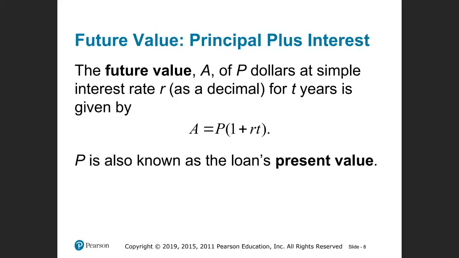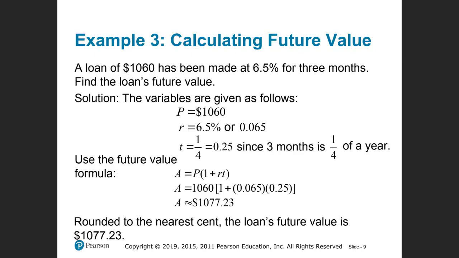Next, we're going to find future value, principal plus interest. The future value A of P dollars, principal, at simple interest rate R as a decimal for T years is given by A is equal to P times the quantity 1 plus RT. P is also known as present value. We want to calculate future value.